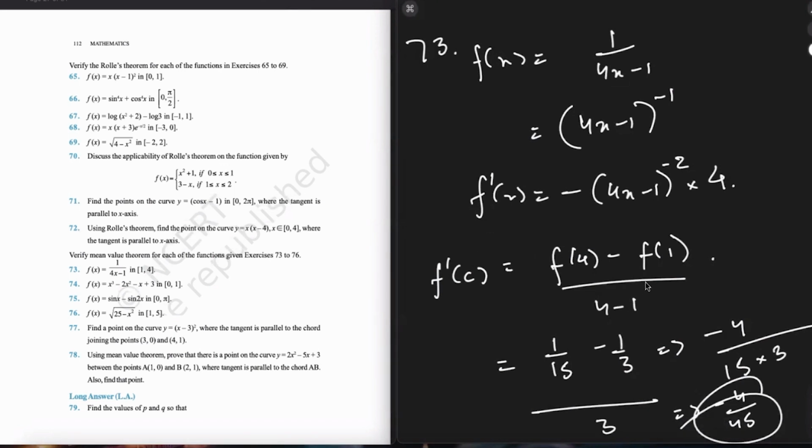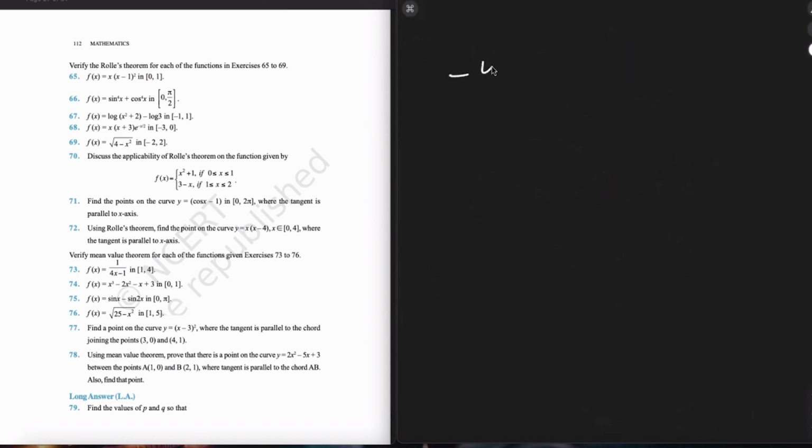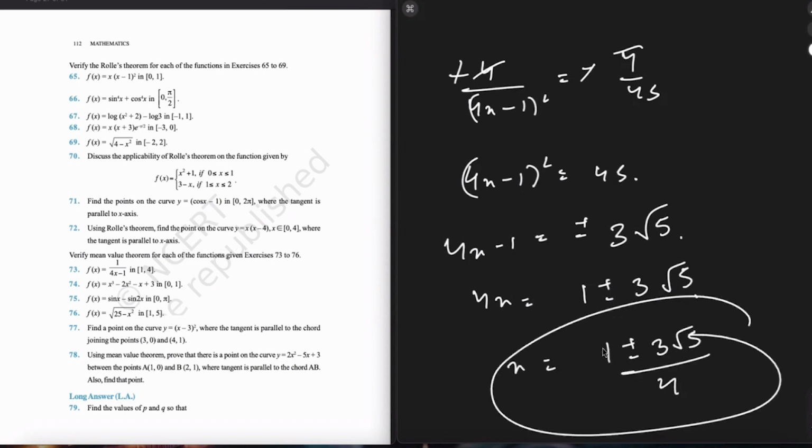If we solve this, f dash c is minus 4 upon (4x minus 1) whole square, which is equal to minus 4 upon 45. So (4x minus 1) whole square is equal to 45. 4x minus 1 is equal to plus minus, 9 fives are 45, so 3 root 5. So 4x is equal to 1 plus minus 3 root 5, and x will be equal to (1 plus minus 3 root 5) by 4. So this will be your answer.